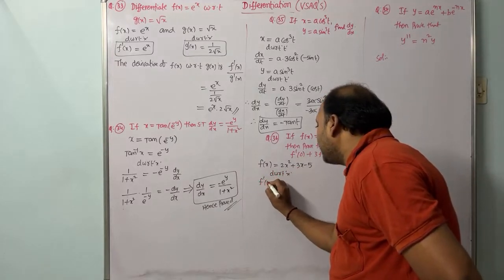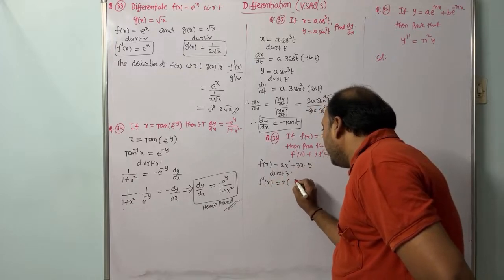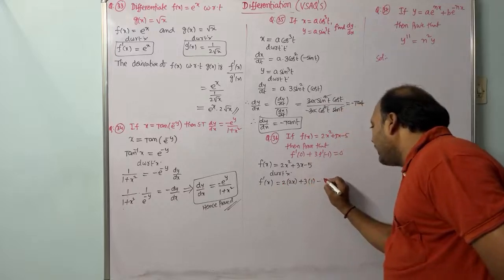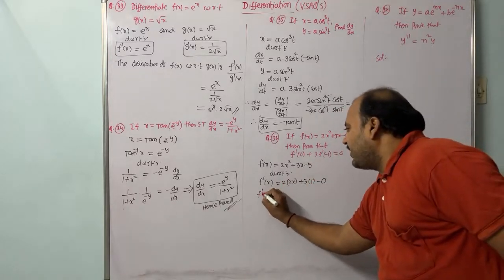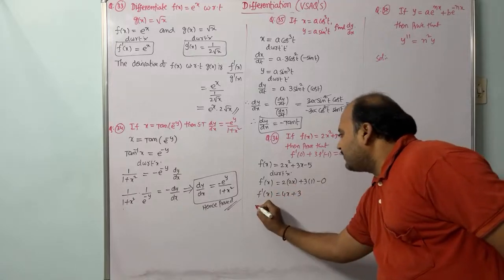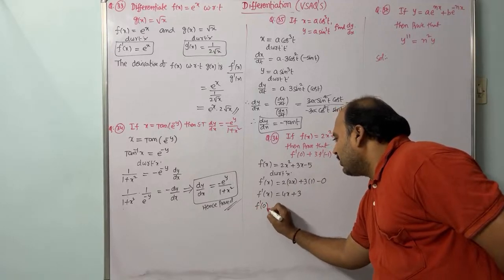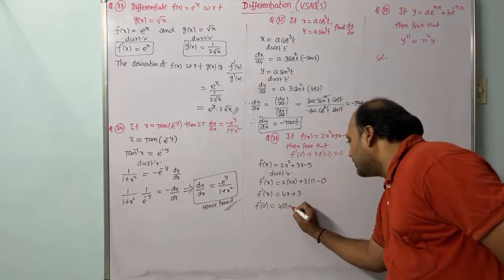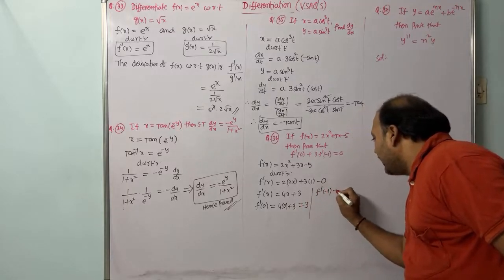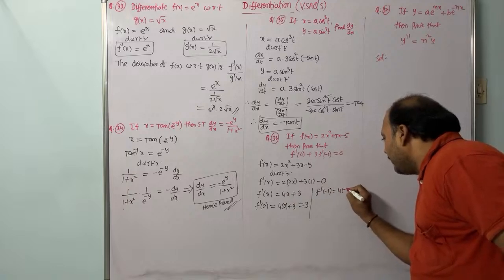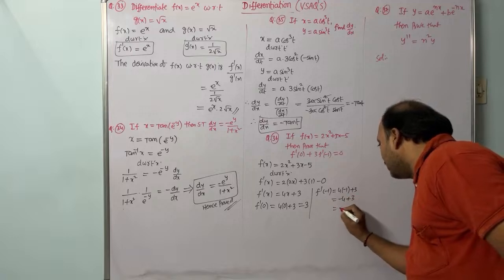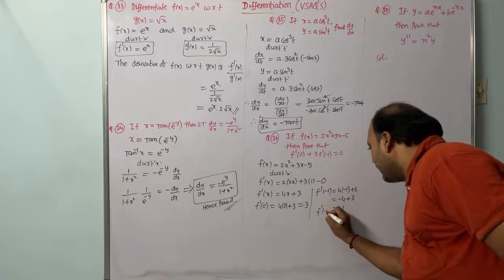So f dash of x equal to 2 into d by dx of x square plus 3 into d by dx of x minus constant derivative 0. So f dash of x equal to 4x plus 3. So f dash of 0: x is equal to 0, substitute, 4 into 0 plus 3 which is equal to 3. Next f dash of minus 1: x is equal to minus 1, substitute, 4 into minus 1 plus 3, that is equal to minus 4 plus 3 which is equal to minus 1.